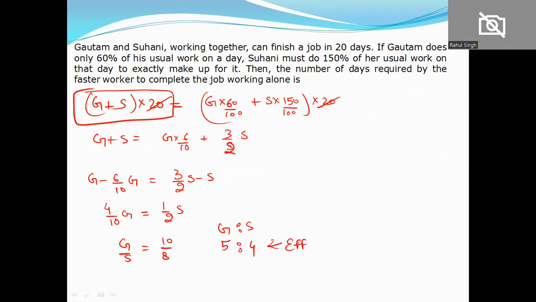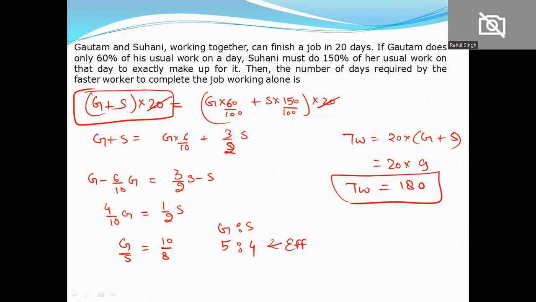If Gautam and Suhani working together can finish a job in 20 days, can we say that total work will be 20 days of work of Gautam and Suhani together? So 20 into 4 plus 5, 9. That's total will be 180. Now they're asking who is the faster worker and how much time he will take to finish. Gautam is the faster one because his efficiency is 5 units in a day. So how much time will he take? Total work is 180. If I divide 180 by 5, I'll get 36 days. So that's the answer for this one.